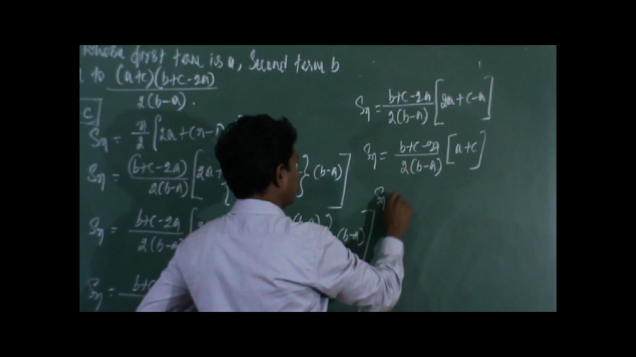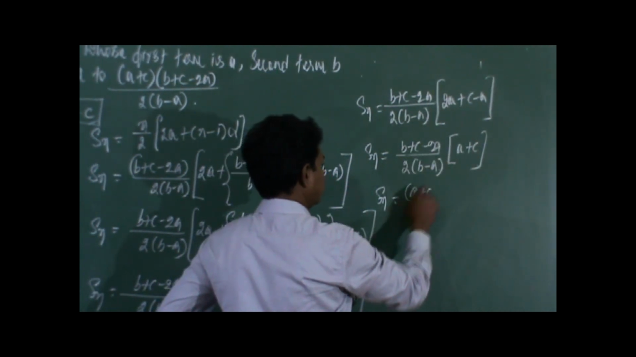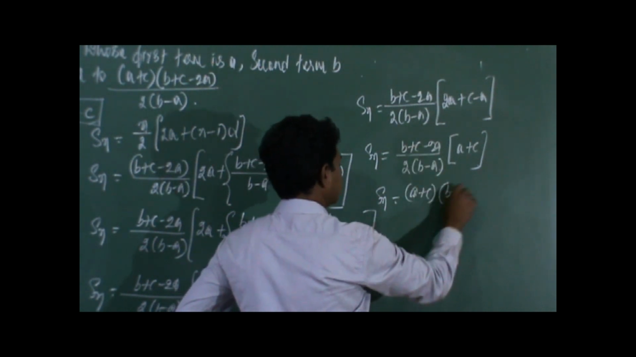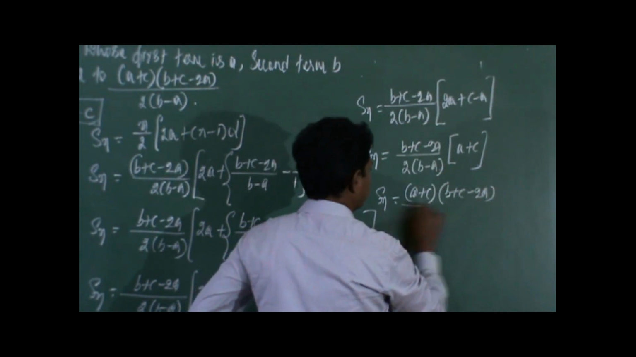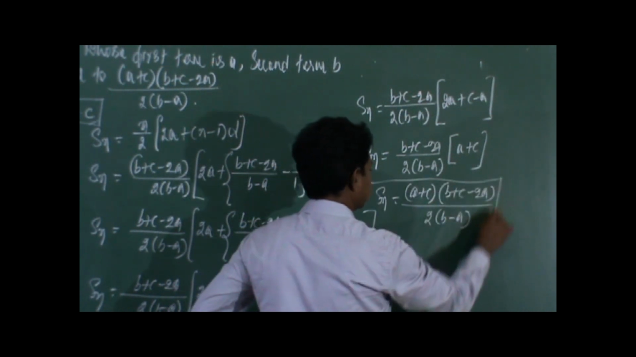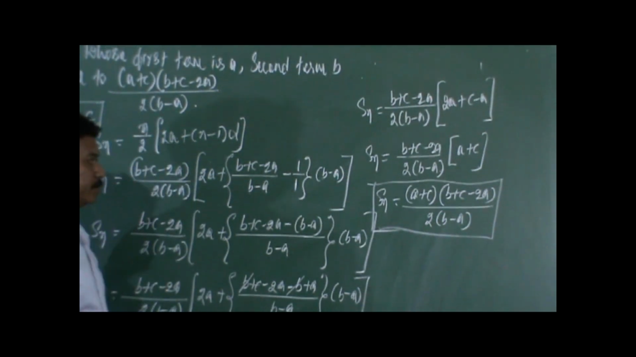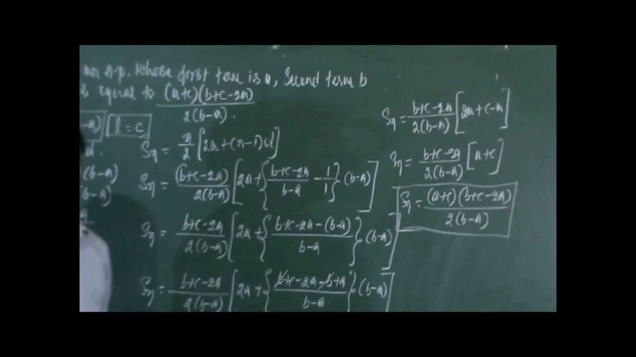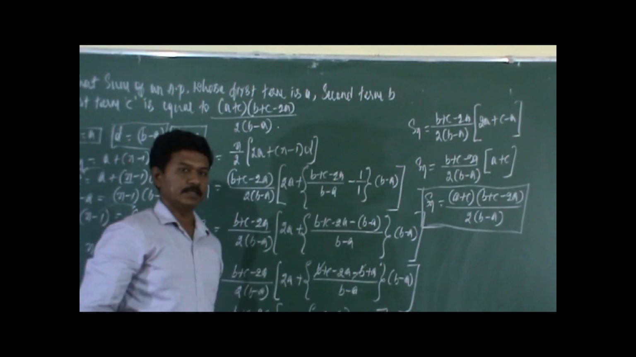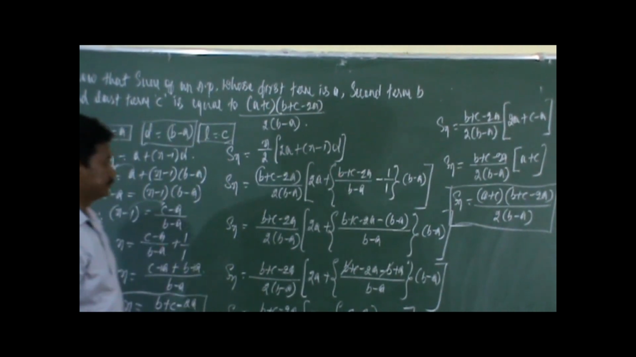So Sn is equal to, multiply this A plus C by the numerator, that is A plus C into B plus C minus 2A by 2 into B minus A. So this is the sum of the terms. So it's a very important problem from the NCERT Exemplar book. It has been given in the previous year exams also. So very important problem.